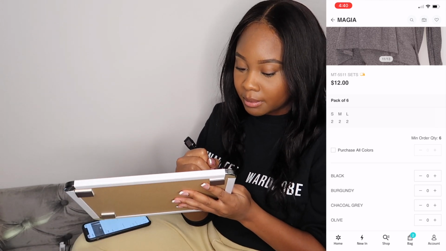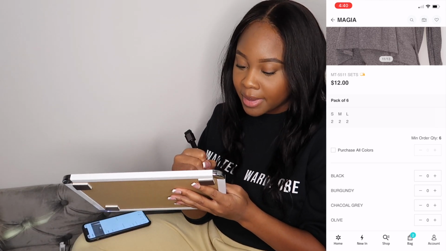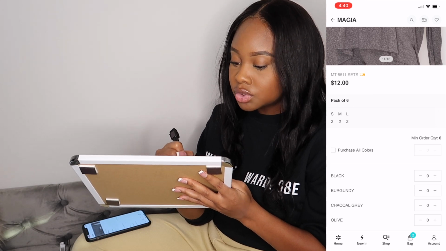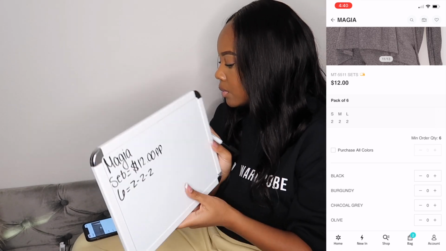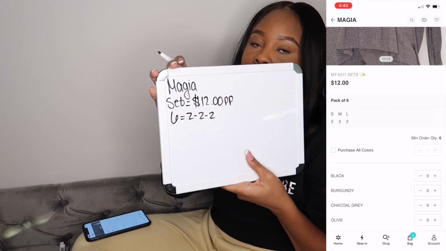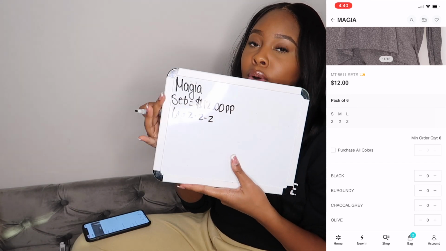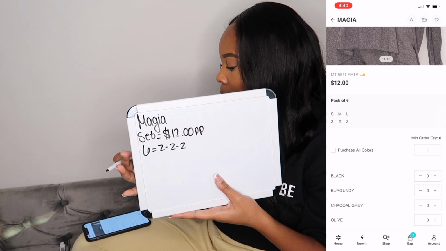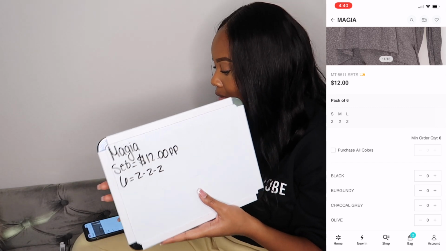I write down how many items come in the pack. It is a pack of 6. You get 2 small, 2 medium, 2 large. So I have that written down right here. You have the name of the vendor, you have the price of that inventory, and then you have how many items come per pack.